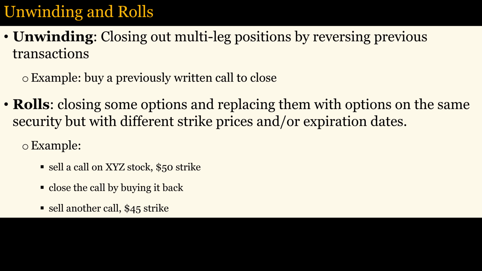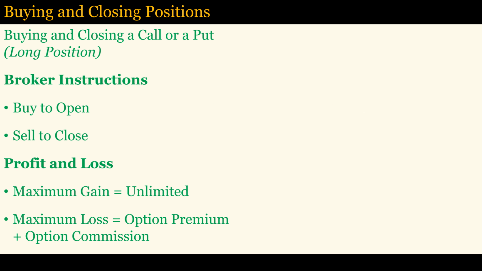You will sometimes encounter the terms unwinding and rolls. Unwinding is simply closing out a multi-leg position by reversing prior actions, such as selling a call to open, then buying it back to close. Rolls involve closing option positions and replacing them with other options on the same security, but at different strike prices and/or expiration dates. As stated earlier, most investors holding an option position close their position before expiration, which is usually done to take profits or to minimize losses.